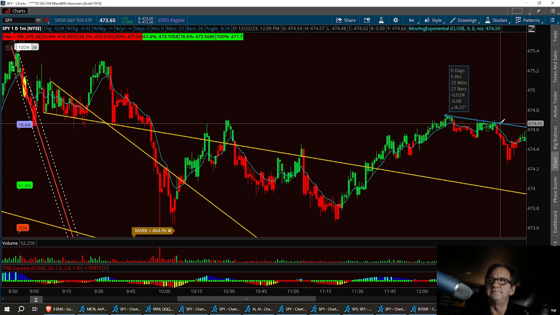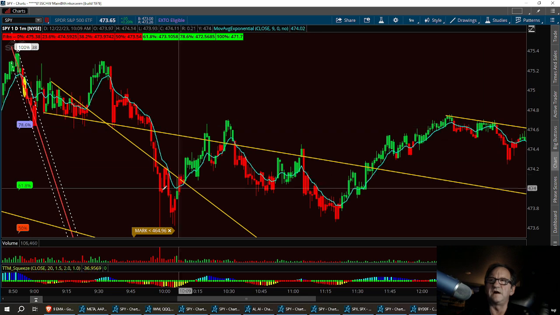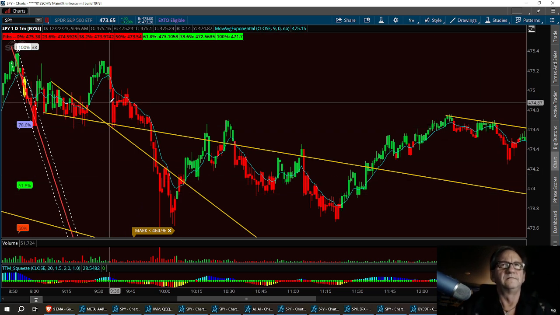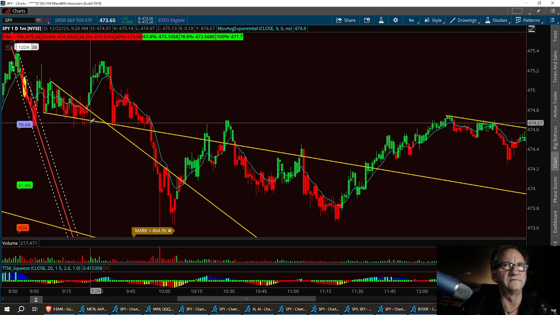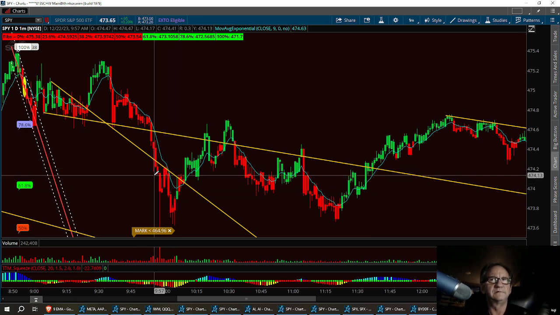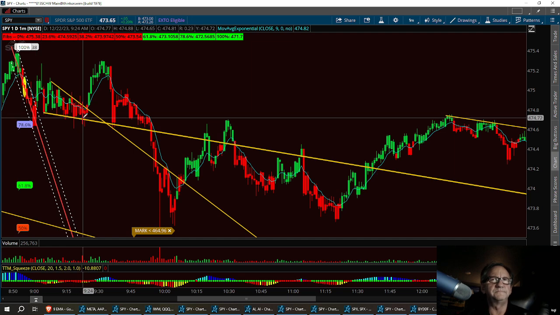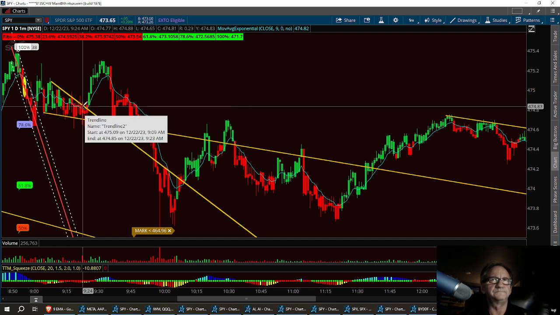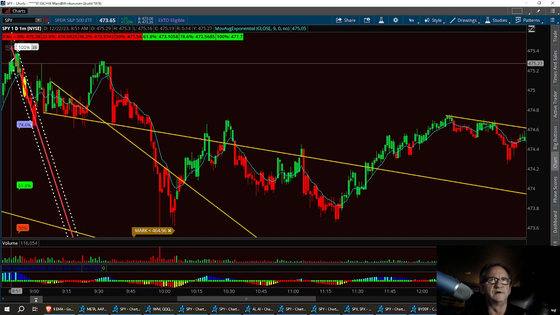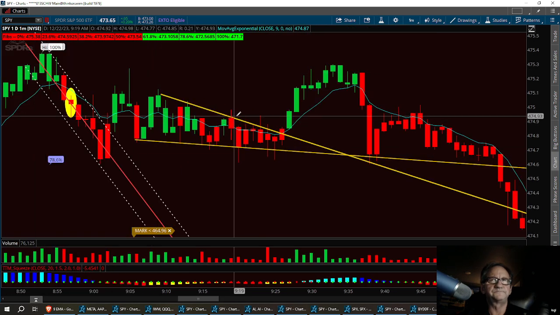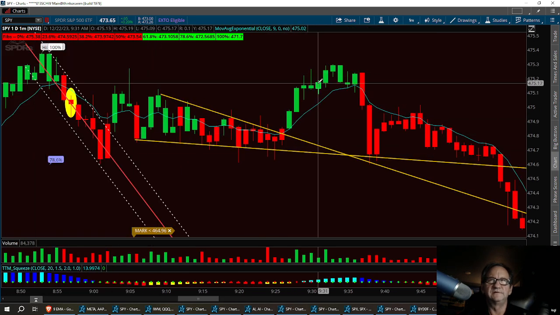Now a lot of people that trade just using the 9 have a little sticky finger and they're not looking at the patterns. The patterns will keep you in the trade. Once you break out of the pattern, like the wedge right here, this is called a squeeze.